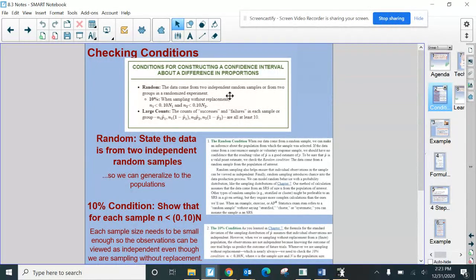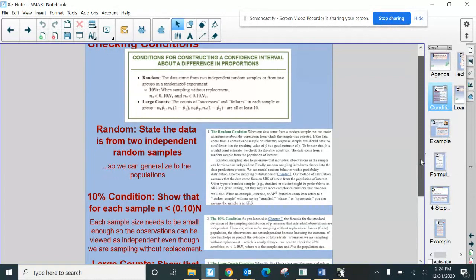So we still want to make sure that the data comes from two independent random samples or from two groups in a randomized experiment. Then if it comes from two independent random samples, we want to make sure that the 10% condition is met because most of the time we are sampling without replacement. And so we need to check that for both of these samples. So show that each sample n is less than or equal to 10% of our population. And again, that's so that we can say that it's independent.